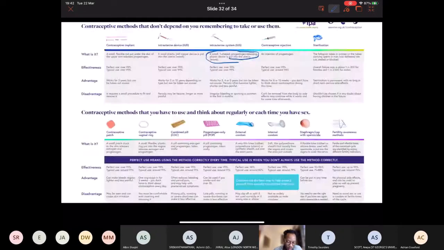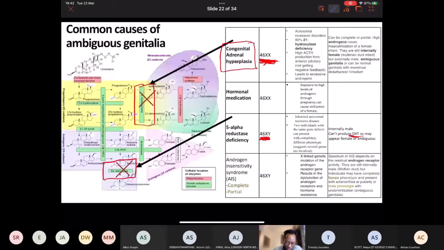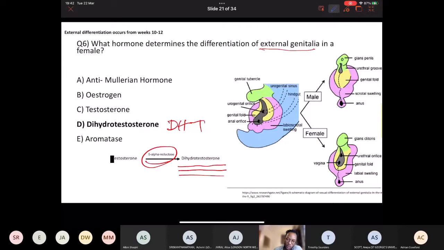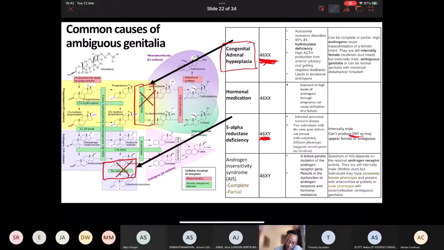There was a question about DHT, and I think the question was basically why DHT has an impact on external genitalia. We'll go through that quickly. Remember, if you don't have 5-alpha reductase, this enzyme here, you won't be able to make DHT. So you are male internally, but you need DHT to push through the external characteristics, so that you don't have ambiguous genitalia. That's basically why you need DHT.